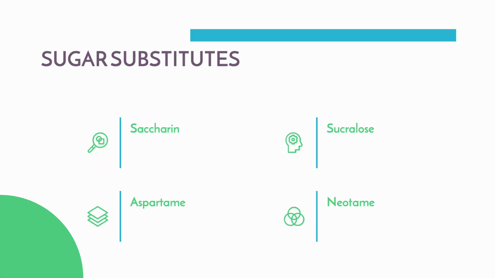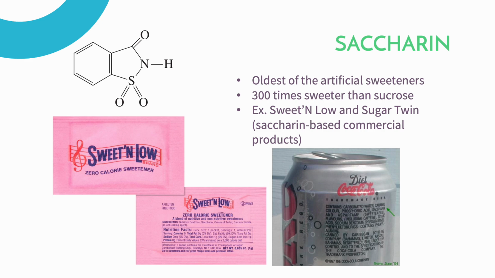Here are some sugar substitutes that are currently being marketed. We have saccharin, sucralose, aspartame, and neotame. Among the sugar substitutes, saccharin is the oldest of the artificial sweeteners. It has been in use for more than 100 years. It is 300 times sweeter than sucrose, and it is marketed as Sweet'N Low and Sugar Twin, both saccharin-based commercial products.